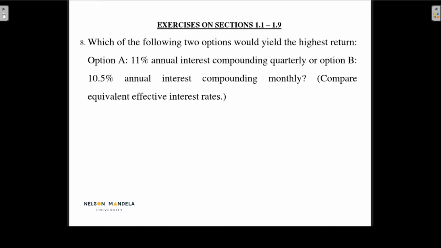Now, because for option A the compounding is quarterly and for option B the compounding is monthly, we can't compare them directly because the compounding periods are not the same. So we have to make use of equivalent effective interest rates. There are different approaches to this, but it works quite well to calculate for both options the equivalent effective annual interest rate. So let's start with option A.